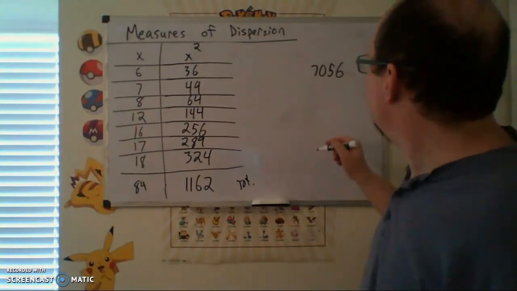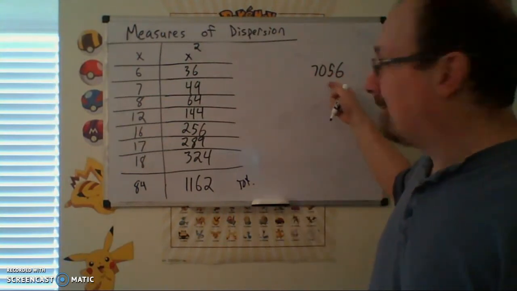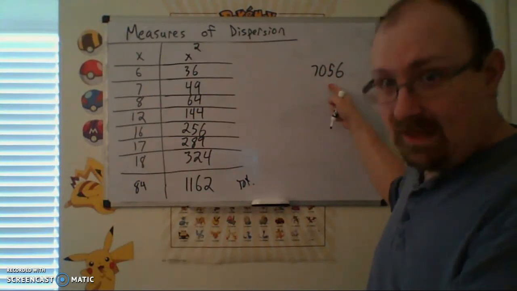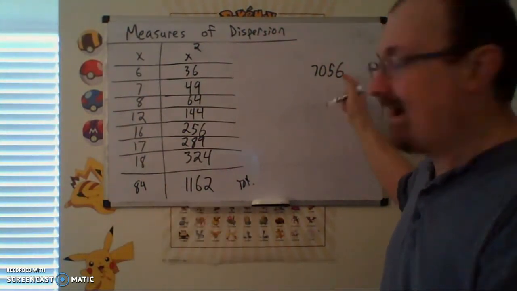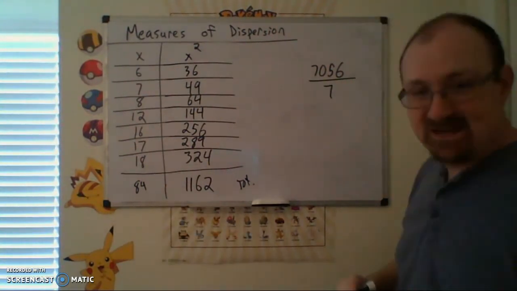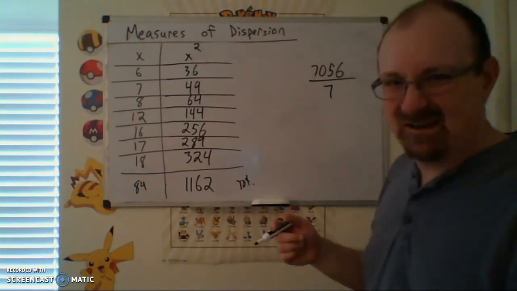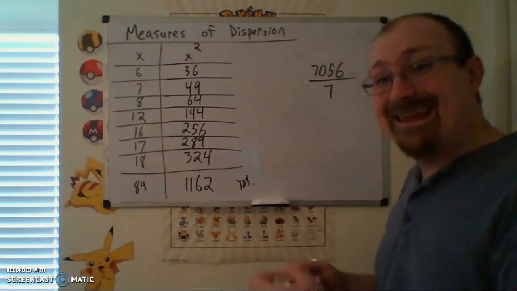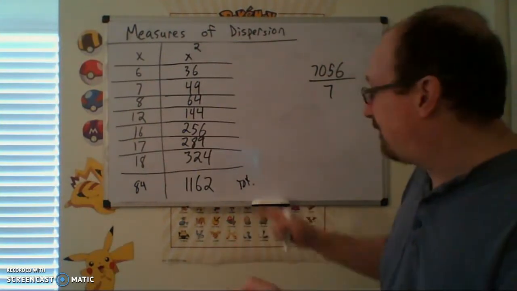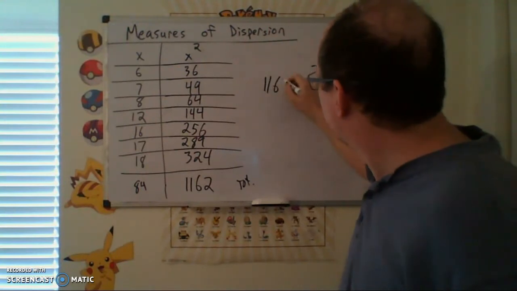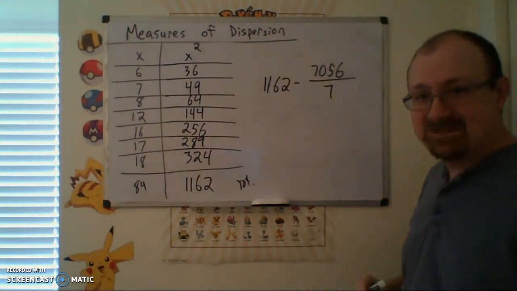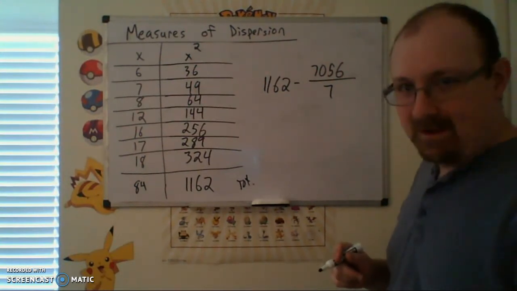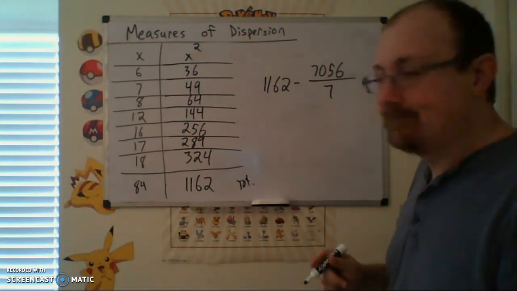It's fine. So now I take this number and I divide it by the number of data values I have. Not one less for the moment, just the number of values. So I take the 7,056, I divide by 7. Technically, that would give me 1,008. That's fine. All right. Now I take that and I subtract it from this guy right here. So I have 1162 minus 7,056 divided by 7. Okay, you got that?